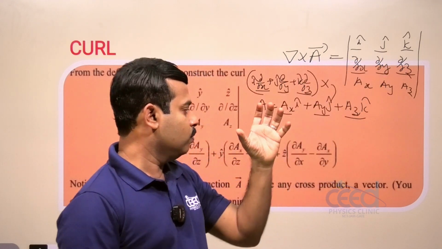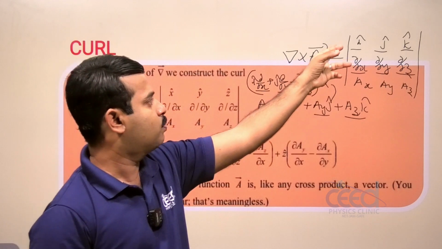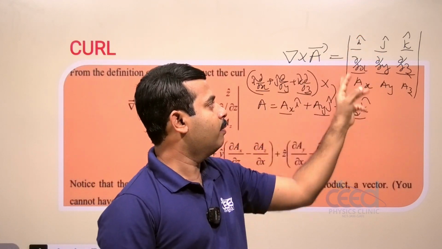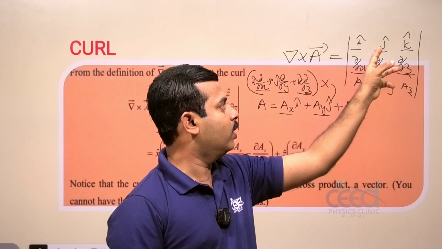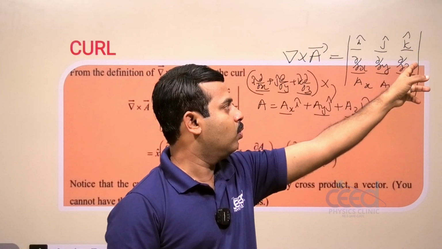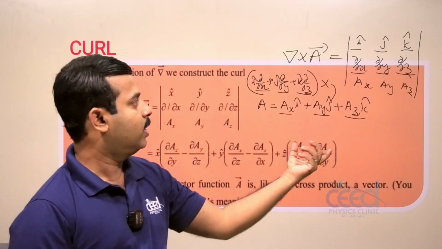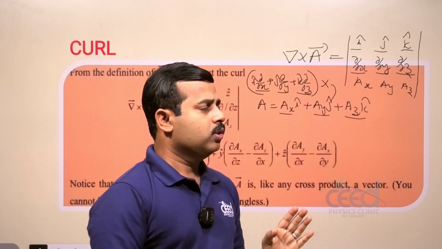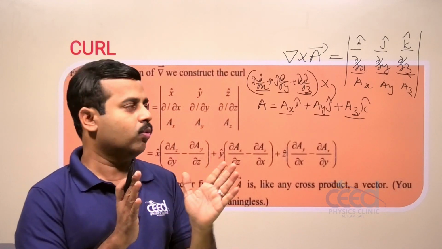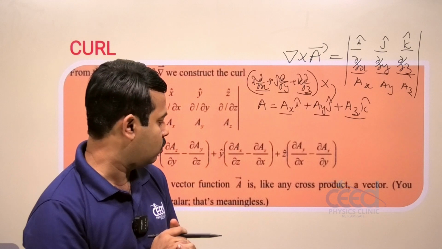Now what is the physical significance? You can also do a determinant expansion: i cap into ∂Az/∂y minus ∂/∂z of Ay, right? This kind of expansion we can do. So it is not required now. During problem time only we require the determinant expansion.